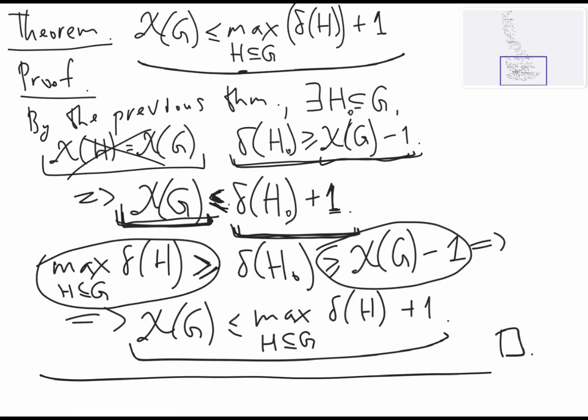So this is effectively an upper bound on the chromatic number in terms of the minimum degrees of the subgraphs, not of the whole graph, but among all subgraphs of G. So if you know all these minimum degrees of all subgraphs, then we can bound from above the chromatic number of G. Yeah, so that's it for this video.